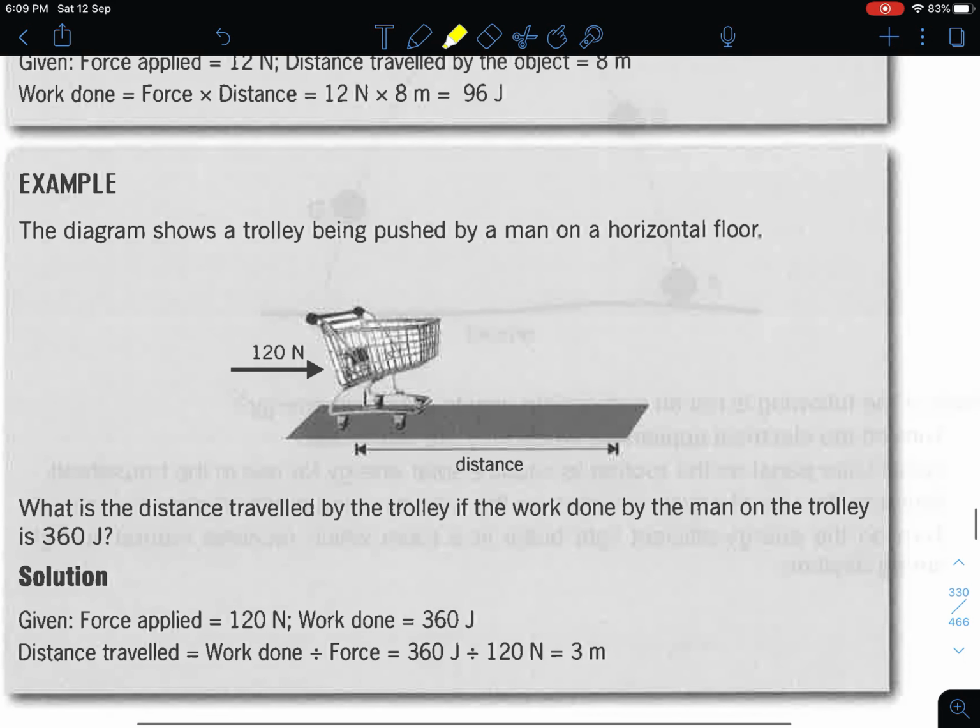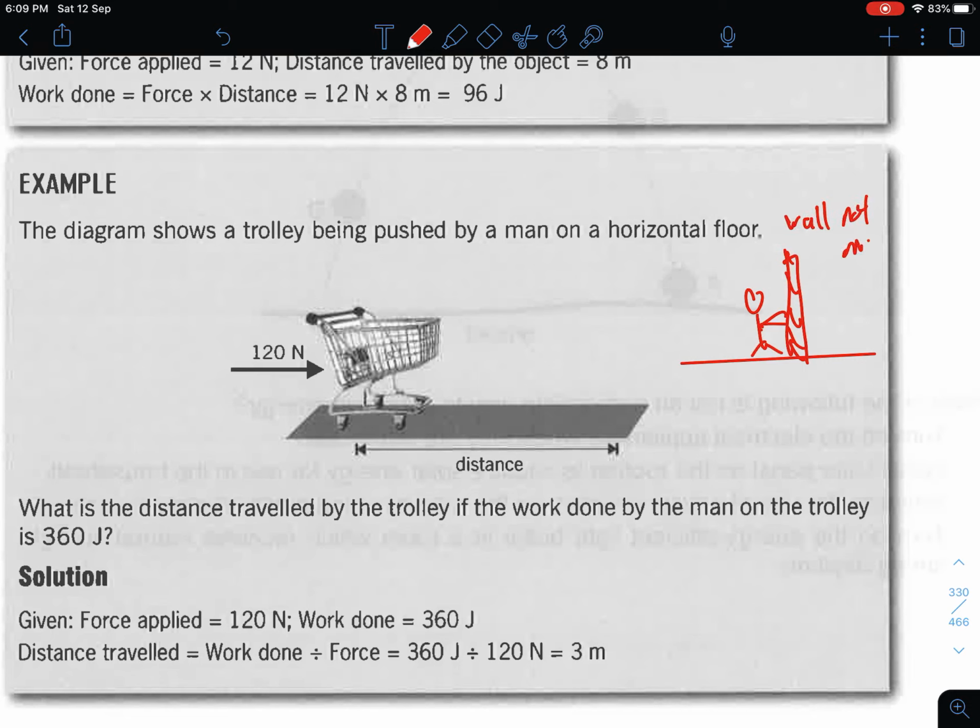So there are other trick scenarios, like for example, let's say you're given a wall and a person is pushing against the wall. The wall is not moving. You push maybe 1000 newton. The work done will be equal to 0. Why would it be 0 joules? It's because the wall didn't move, the object never moved. So 1000 multiplied by 0, you will get 0 joules, so no work done.